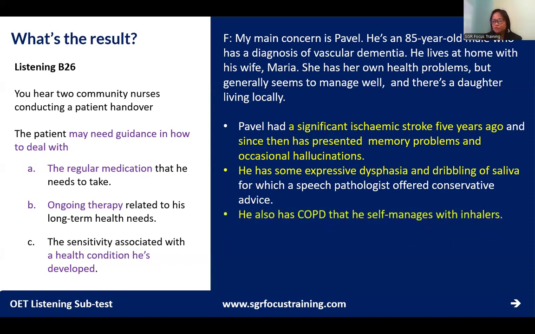We were also informed that Pavel has COPD that he manages with inhalers, okay? We've got the word inhaler, which is a therapy. And then she said it's related to his long-term need, which is COPD. So we heard everything about letter B there. The therapy is inhaler. Long-term need is COPD, but it is still not the right answer.